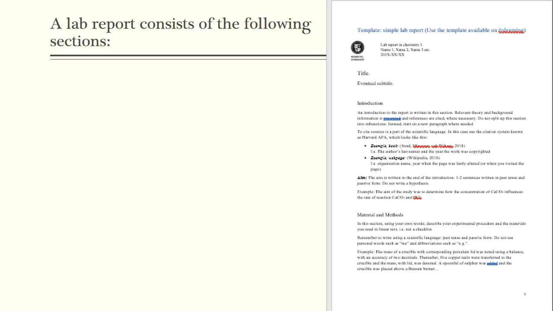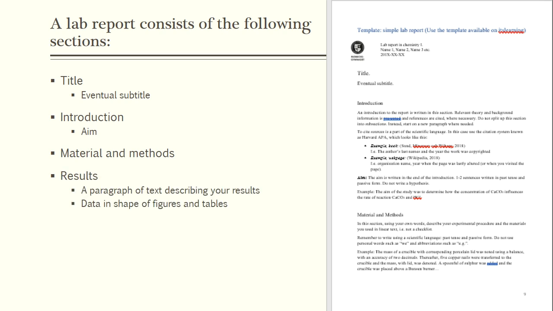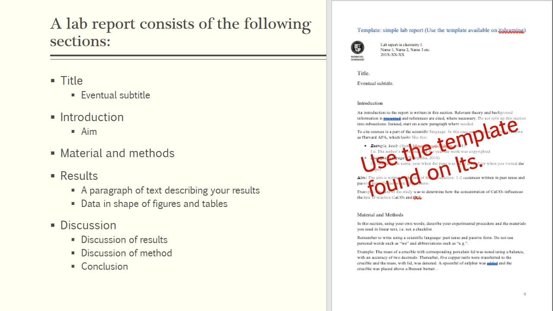First and foremost, a lab report consists of several sections. These are the title with a possible subtitle, introduction, which contains an aim as well as the last section of the introduction, a section called materials and methods, a section called results, and a section called discussion. I urge all of you to start working in the template that you can find on It's Learning. And then just fill in the appropriate parts of the template. Then you will get the formatting almost done immediately, which might be simpler for you.